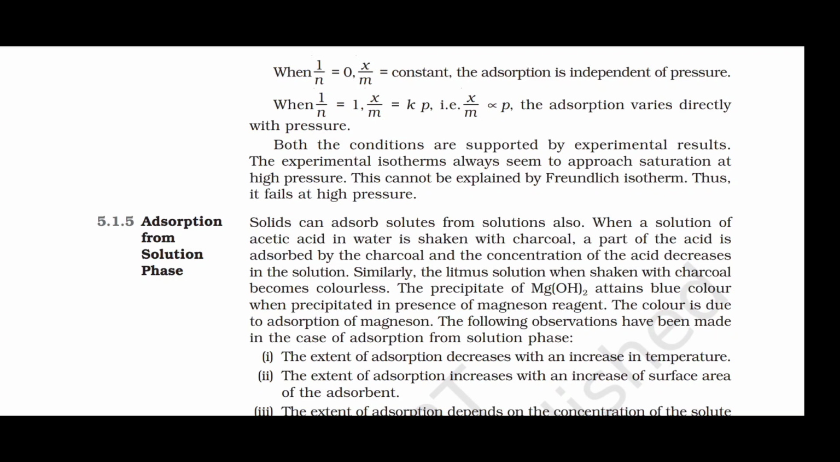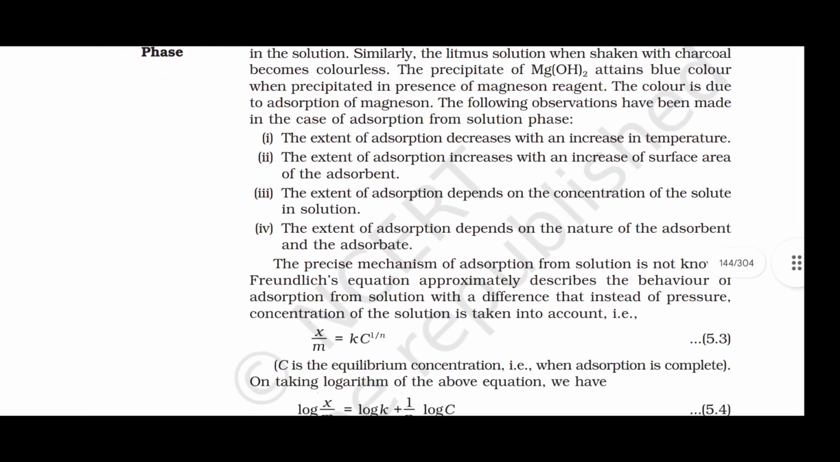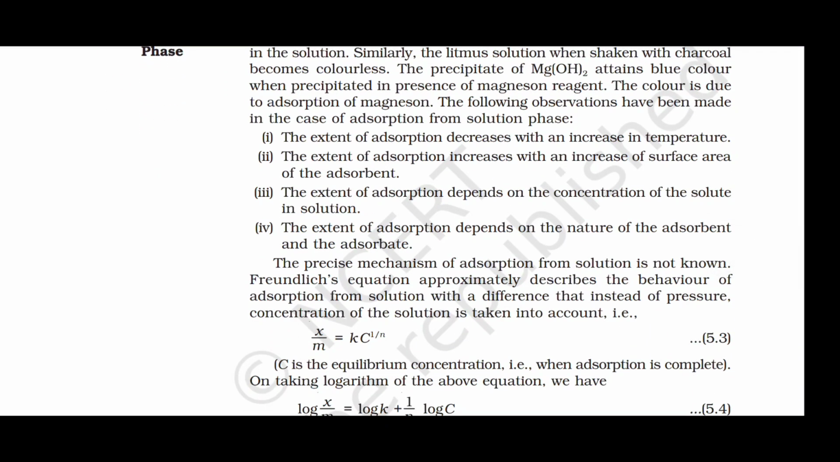The precipitate of magnesium hydroxide attains blue color when precipitated in the presence of magneson reagent. The color is due to adsorption of the reagent. The following observations have been made in the case of adsorption from solution phase. First, the extent of adsorption decreases with an increase in temperature. Second, the extent of adsorption increases with an increase of surface area of the adsorbent.